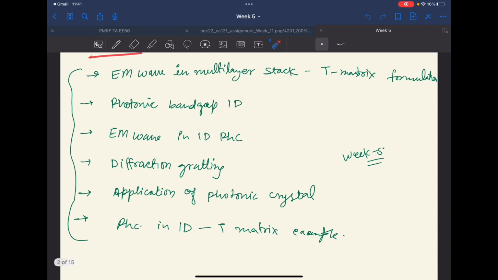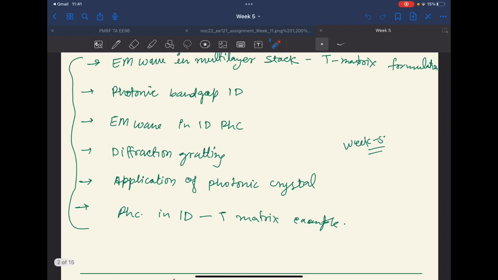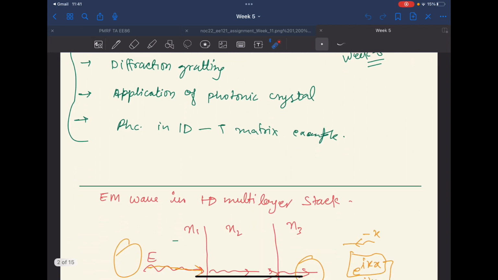So this covers the photonic band gap in 1D, EM waves in 1D photonic crystal, diffraction grating, applications of photonic crystal, and the T matrix for a one-dimensional photonic crystal. All these topics are covered in week 5.